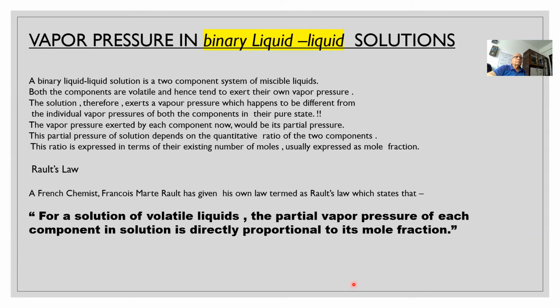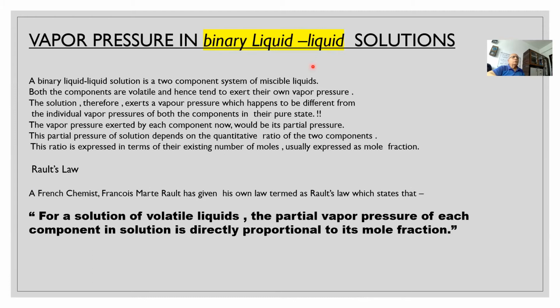Now, we come to the main topic. Till now, we have just reviewed whatever we have learned earlier. But what will happen to vapor pressure in a binary liquid solution? Liquid gets mixed in liquid, and you get a homogeneous mixture, and that is known as a solution. And binary means two components. There can be many liquids mixed together, but we need not go into those details as per our studies. We need to learn binary liquid-liquid solutions.